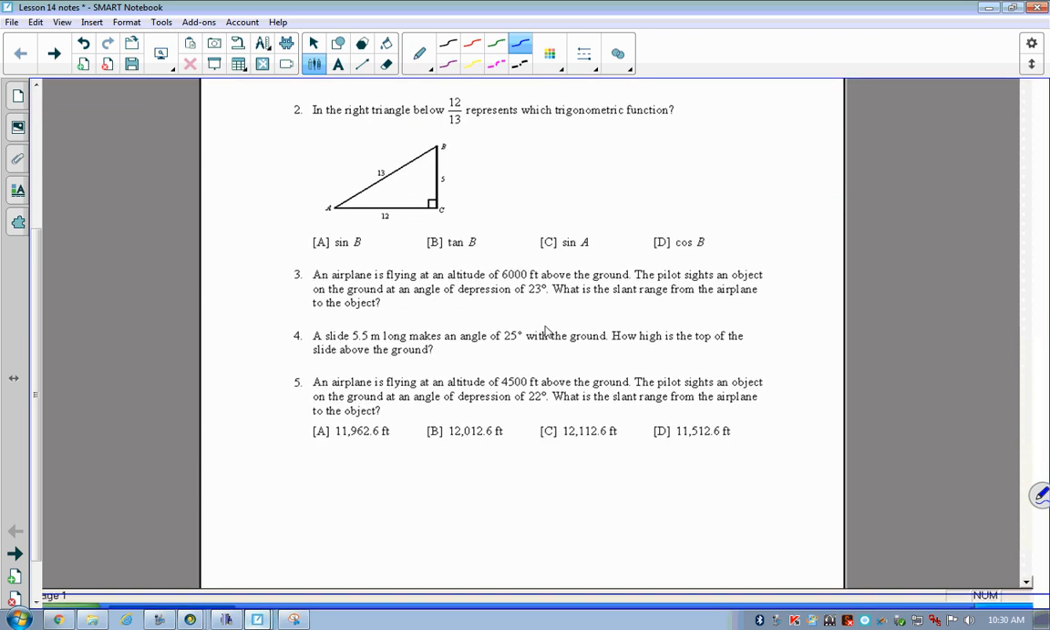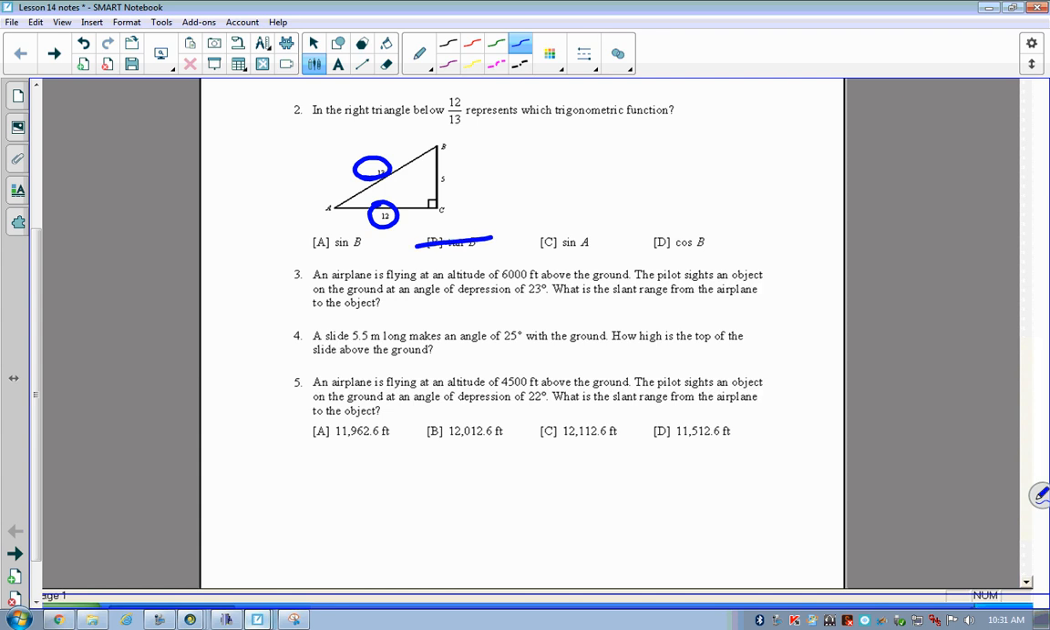All right, come down here. Question number 2, in the right triangle below, 12/13 represents which trigonometric function? So we know we have 12 over 13, right? Let's look through this. We know we have to use a hypotenuse, correct? Because 13 is my hypotenuse. Which trig function does not use the hypotenuse? Tangent. So I can automatically eliminate that one right there.